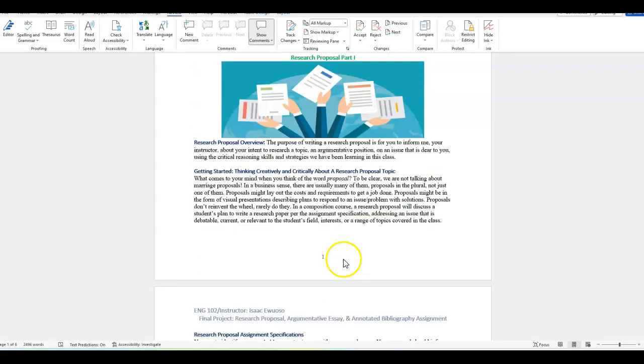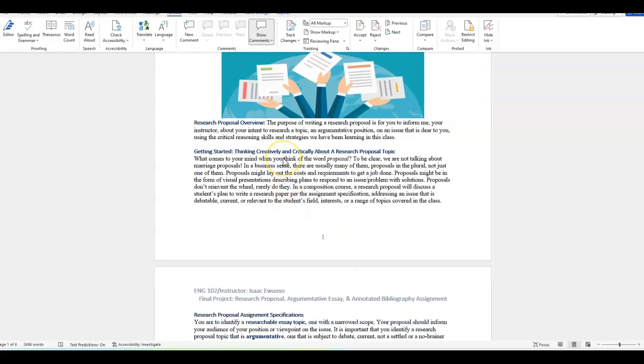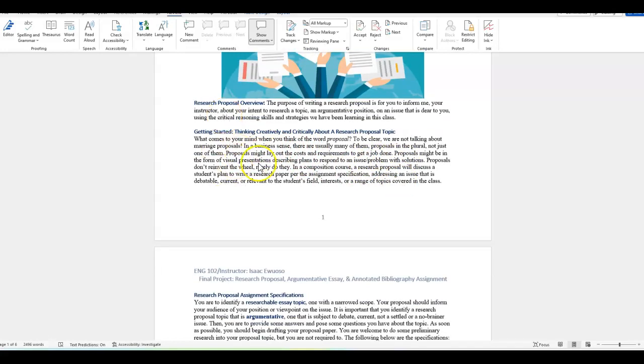specifications for this. I've given you an idea how you should go about thinking about the proposal, a research proposal. So I hope you read the instructions here. This is to get you started, to get you thinking about the assignment.